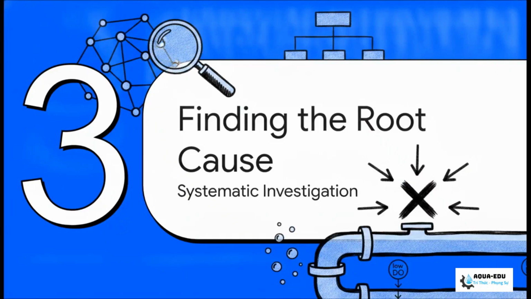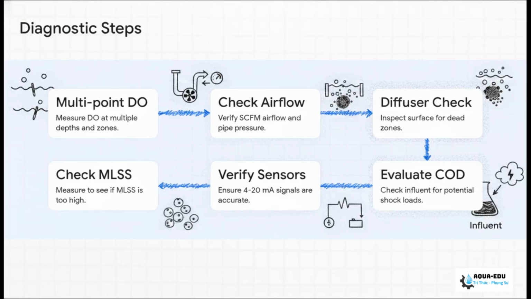All right, part 3, finding the root cause. To fix it, we have to hunt down the culprit, and I need you running these 6 diagnostic steps simultaneously. Delegate them to your shift operators if you have to. Grab a handheld and measure DO at multiple depths and zones, to see if the issue is just localized. Check the SCFM airflow and pipe pressure. Inspect the surface for dead zones, which usually means clogged diffusers.